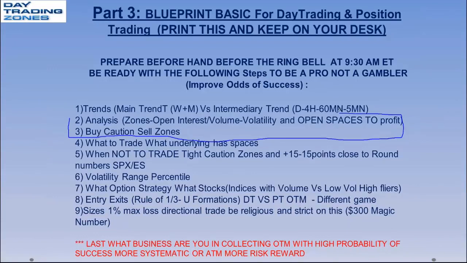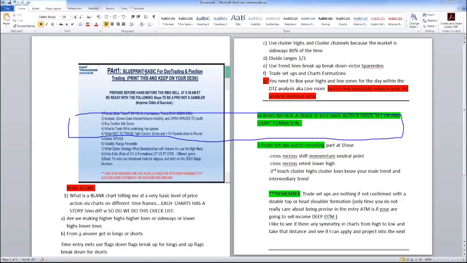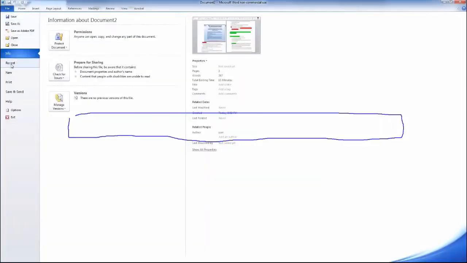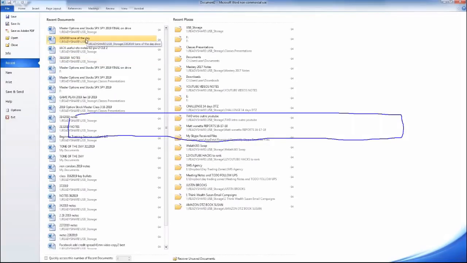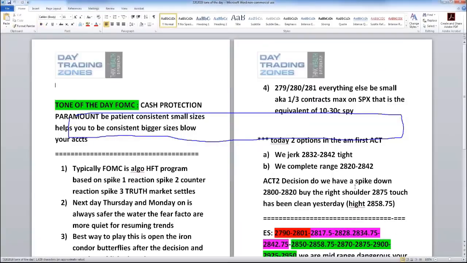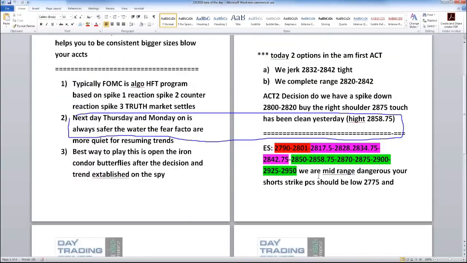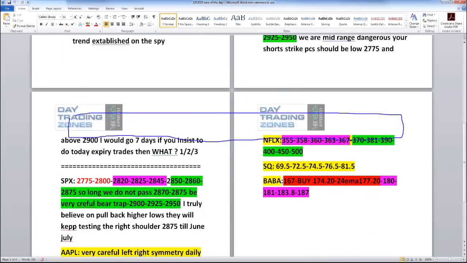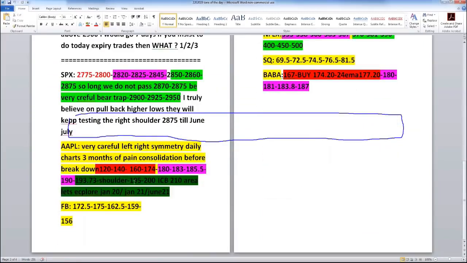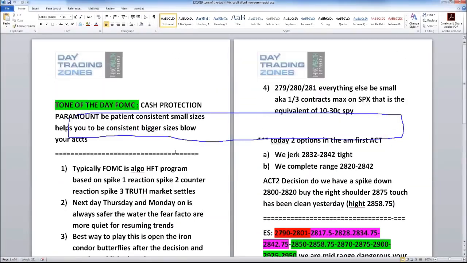Everything that we do, we box in the morning. We spend a lot of time, guys, in the morning. I mean, if I show you this morning, look at this morning's analysis from the mastery room if you were not around. I mean, look here. Tone of the FOMC. We do a tone of the day. We do our ranges. We have a game plan. We talk about everything, guys. And that takes us about an hour. And look what I said: cash protection, empowerment, be patient, consistent small size helps you to be consistent.